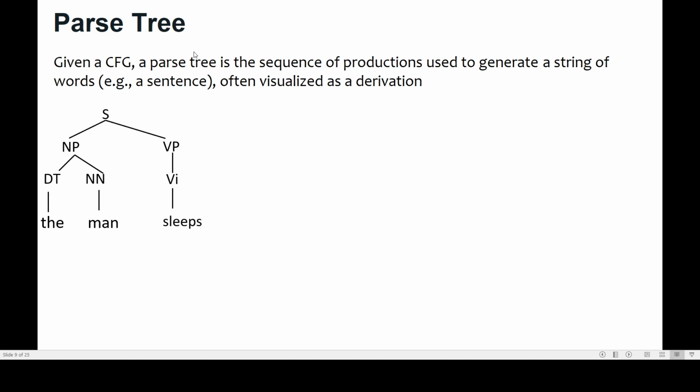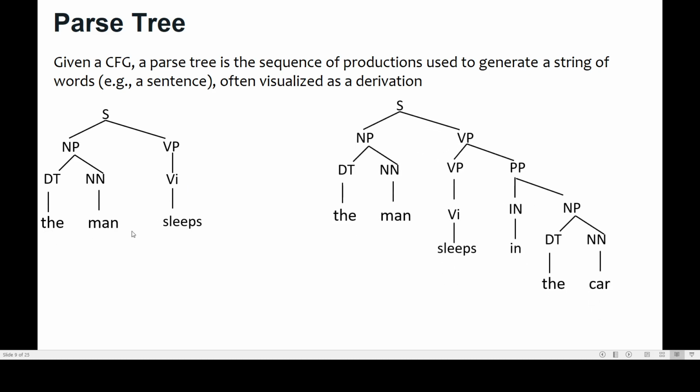So we have some production rules. I have taken this production rule from the previous video example. If you haven't watched the video, please play that video first. So we know that S consists of NP and VP. Later NP can be DT and NN, and VP later can be VI. So that's how we derive the sentence, the man sleeps.